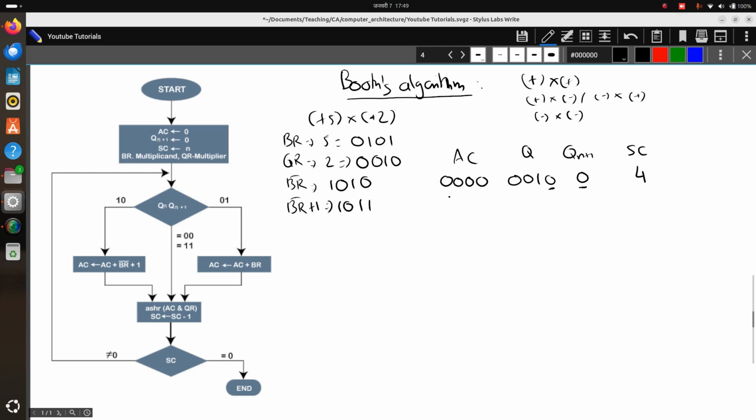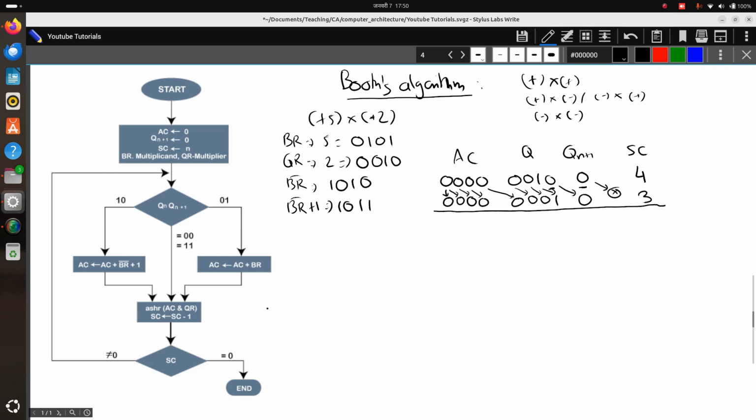So doing arithmetic shift of AC and Q, I'll write 0 0 0 0. Basically it's a right shift, okay? So 0 0 0 1 and 0, and then we decrement the step counter by 1, which is 3. Now to understand the arithmetic shift properly here, this particular value is being copied here, this is going here, this is going here, this is going here, and this value went here, this here, this here, and then this particular value went out and then got rejected. Now one step in our algorithm is complete.